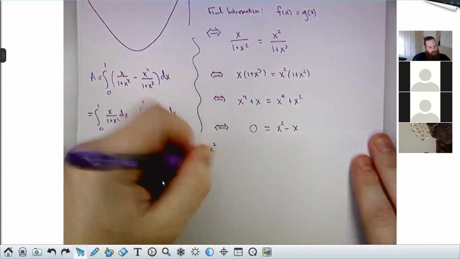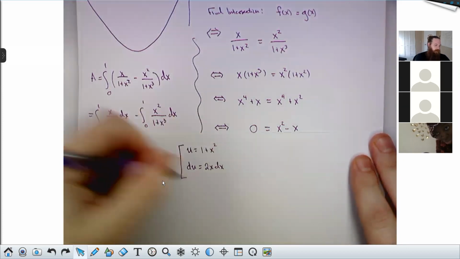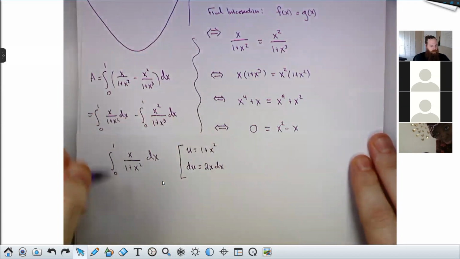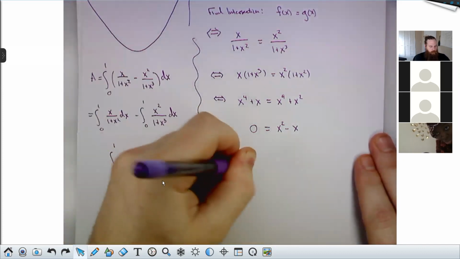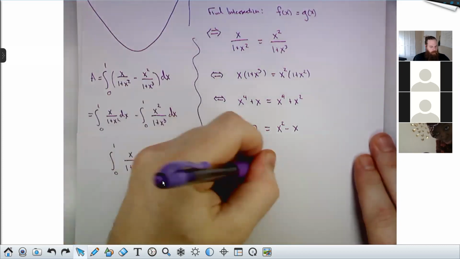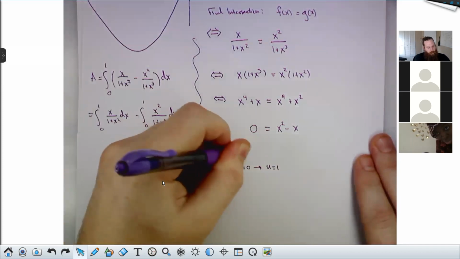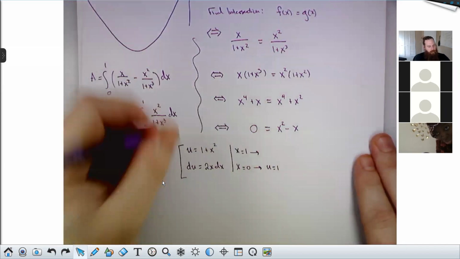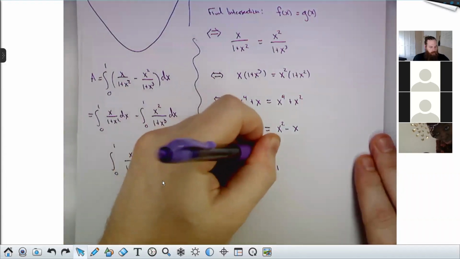It's true then that du is 2x dx, and since this is a definite integral, you also absolutely must change your bounds. When x is equal to 0, u will be equal to 1 plus 0 squared, so u will be equal to 1. When x is equal to 1, u is equal to 1 plus 1 squared, which is 2.